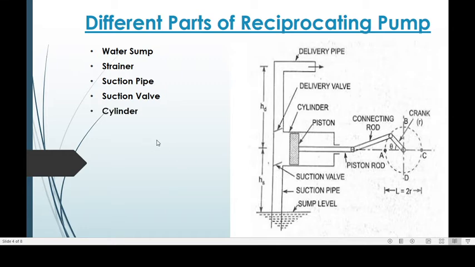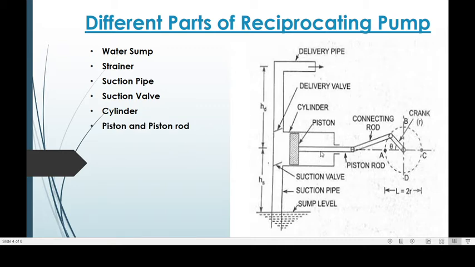Okay, next is your cylinder. This is your cylinder. It is a hollow cylinder, which is made of cast iron or alloy steel, and it consists of a piston and piston rod.